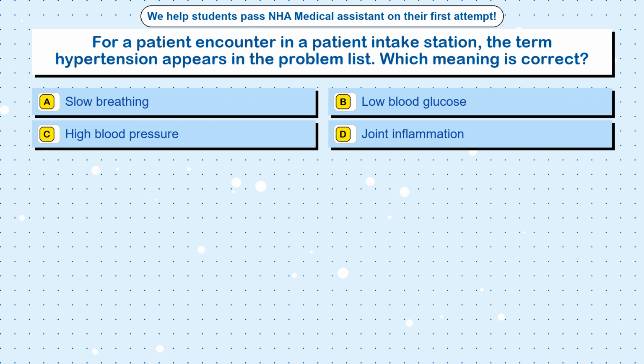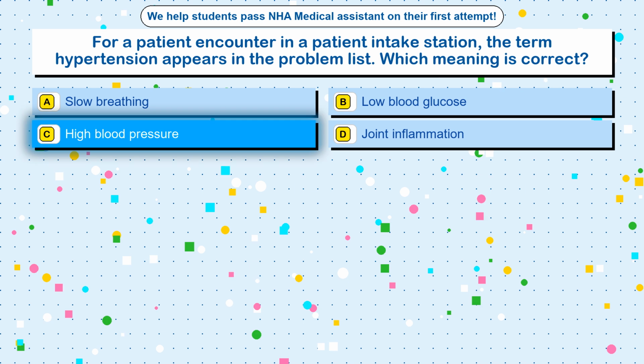Question 89. For a patient encounter in a patient intake station, the term hypertension appears in the problem list. Which meaning is correct? Option A, slow breathing. Option B, low blood glucose. Option C, high blood pressure. Option D, joint inflammation. The correct answer is option C, high blood pressure.